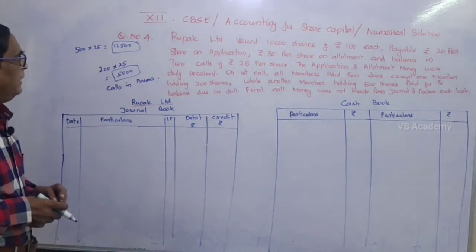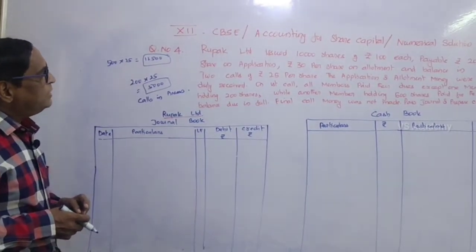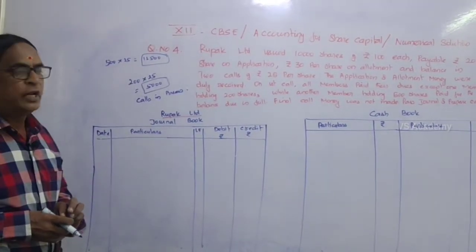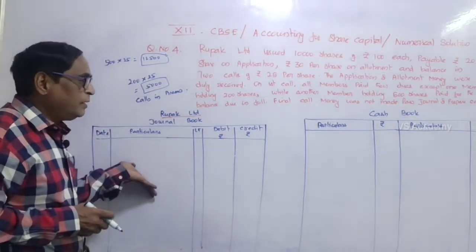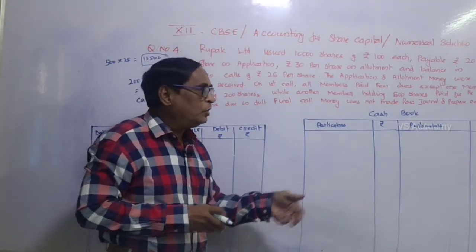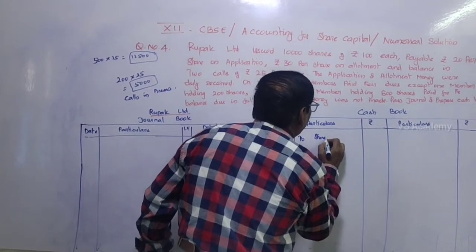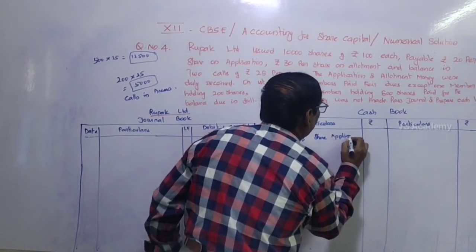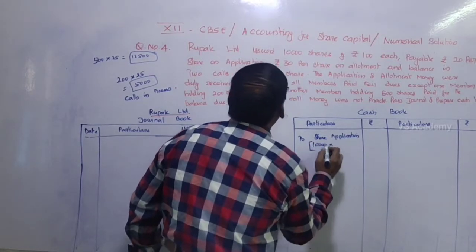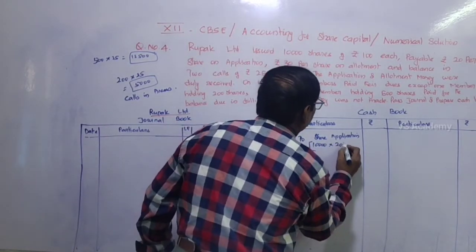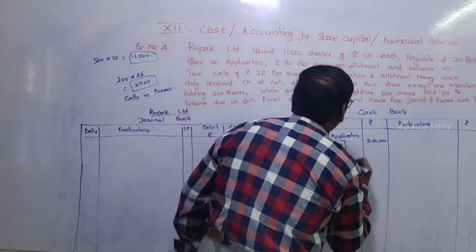So the first entry, Rupak Limited issued 10,000 shares of rupees 100 each, payable at rupees 20 per share on application. So we have received application money. So we need not write in journal book, we can straight away enter in the cash book. So cash account debit to share application. That means 10,000 shares into 20 rupees, so 2 lakh rupees we have to enter like that.